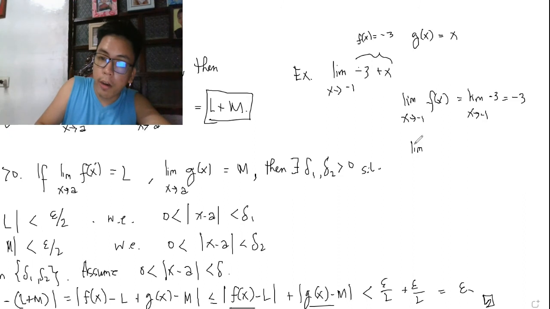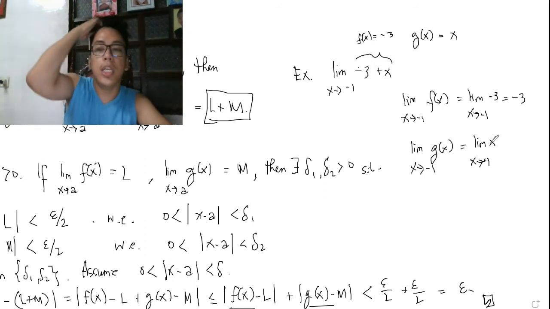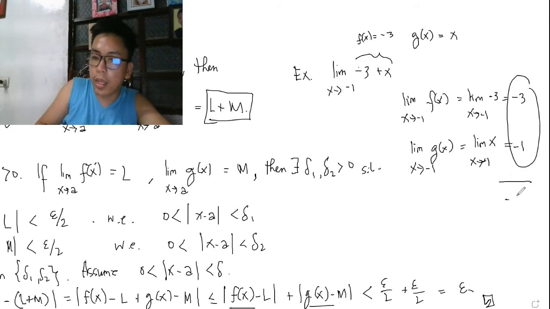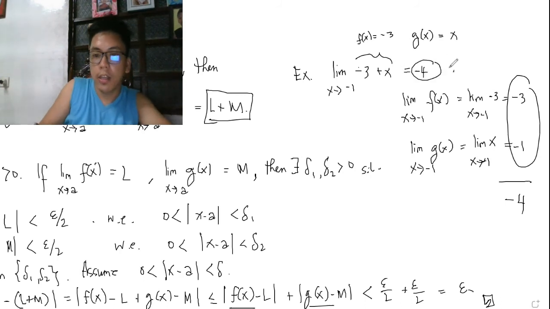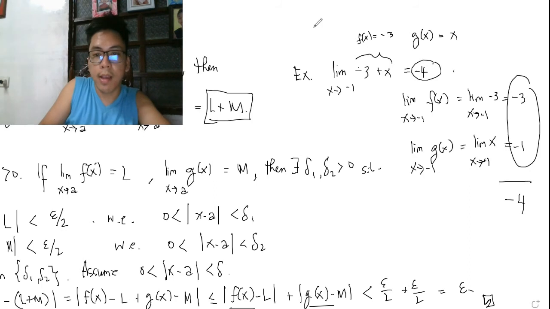The limit of g of x as x approaches negative 1 is the same as the limit of x as x approaches negative 1. So this is also the same corollary we have shown earlier. So this is the same as negative 1. So if I take the sum of these two, I get negative 4. So technically, this is negative 4. That's it.